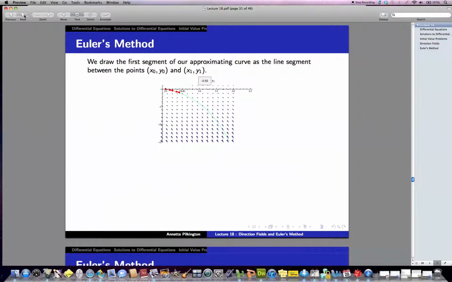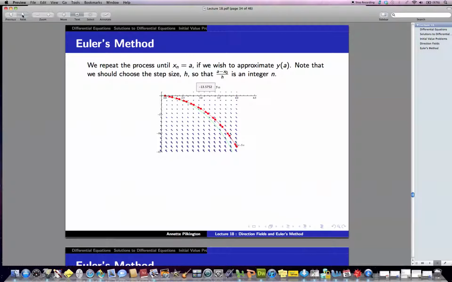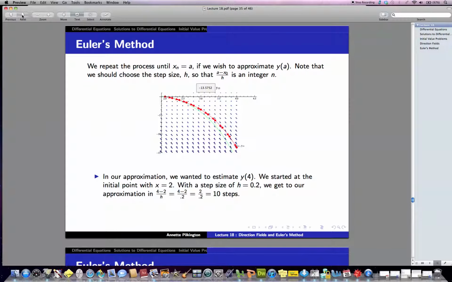And since we're just repeating the process to get x2, y2, we have the same thing again. Starting at x1, y1, we follow the arrow, we get x2 equals x1 plus h, and y2 equals y1 plus h times f of x1, y1. And similarly, we get equations for x3, y3, and after 10 steps, we have an estimate for y of 4.